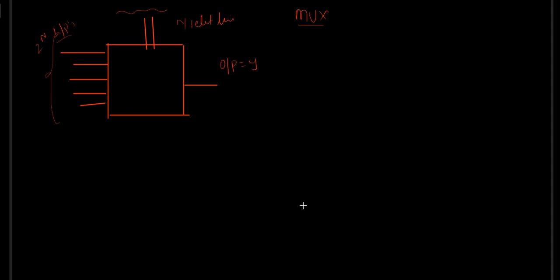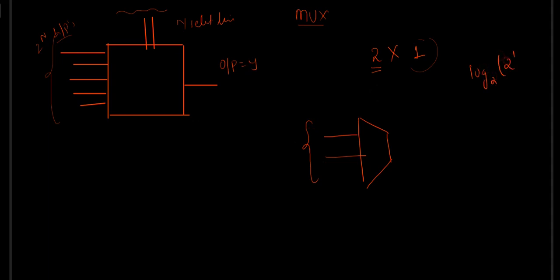In this tutorial, we'll be learning about mux. In a mux we have the case of 2 power n inputs. That means any mux can be of the form, say, 2 cross 1. Here 2 is the number of inputs and 1 is the number of outputs. What is 2? That means in the circuit I have 2 inputs. If I have 2 inputs, my select line will be log 2 base 2, which is 2 power 1.